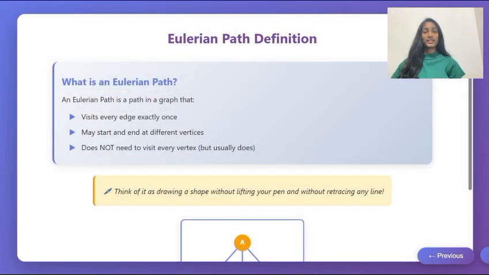Now, what is an Eulerian path? An Eulerian path is a path in a graph that visits every edge exactly once. You can start and end at different vertices. You don't always need to visit every vertex, but you do go through every line. Think of it like this: you want to draw a figure with a pen without lifting it and without drawing the same line twice. That is an Eulerian path.